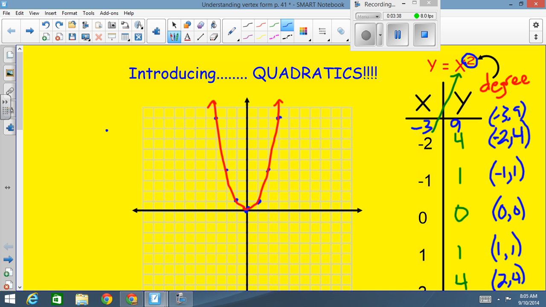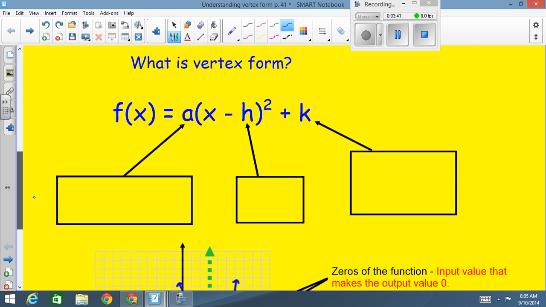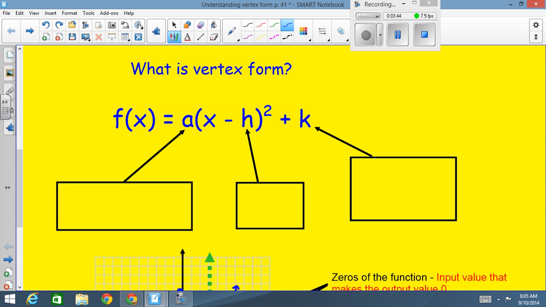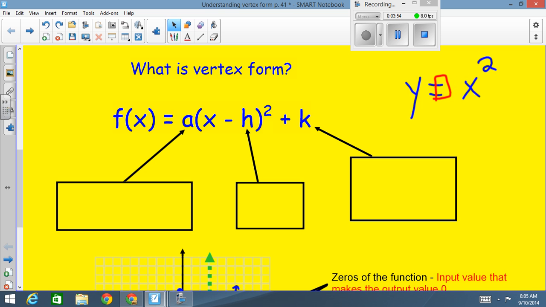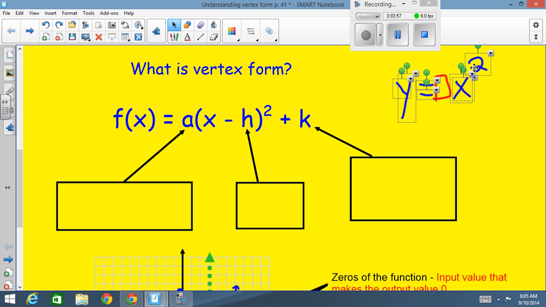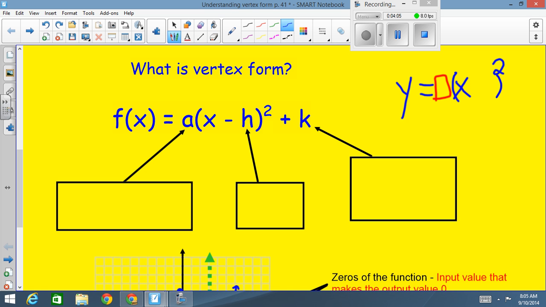Now that we've had a little introduction to quadratics, let's talk about what vertex form is. In the example I just put at the top, all we had was the basic y equals x squared. There was nothing in front of it. Let's say I erase this squared and move it out a little bit. There's nothing inside this parentheses, and there's nothing after it. So this was just the basic y equals x squared function. Nothing inside, nothing in front, nothing after.